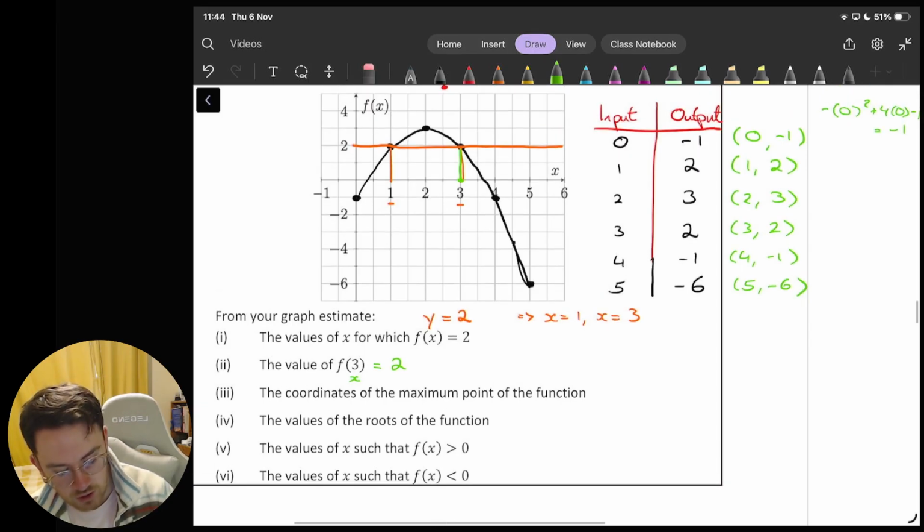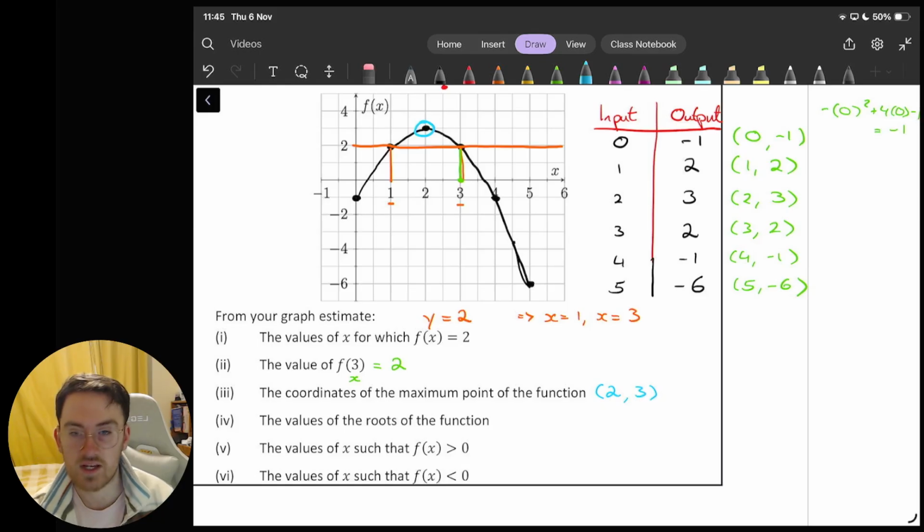The maximum point of the function, that's the highest point, which in this case is up here. Since we've been asked for point and coordinates, we need to give both. So the x part is 2, the y part is 3.